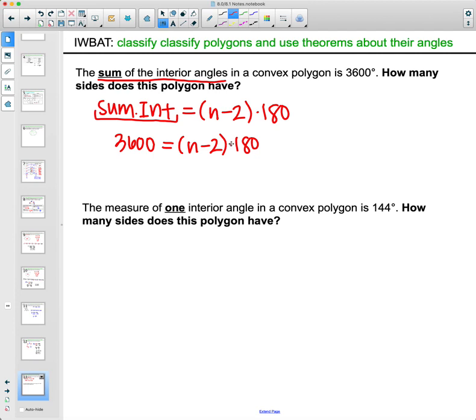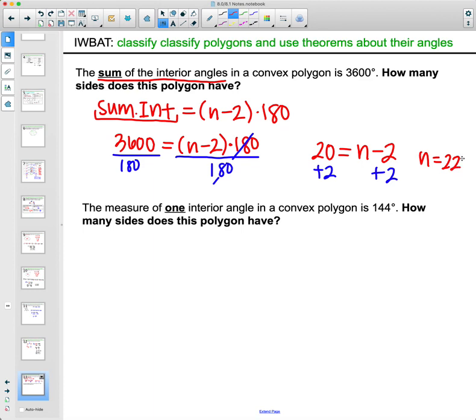So personally, what I would do, since this is times this whole thing, is I would divide both sides by 180 so that those cancel. So 3,600 divided by 180 is 20. So you end up with 20 equals just n minus 2. Then to solve for n, you would add 2. Okay, and you get n equals 22.